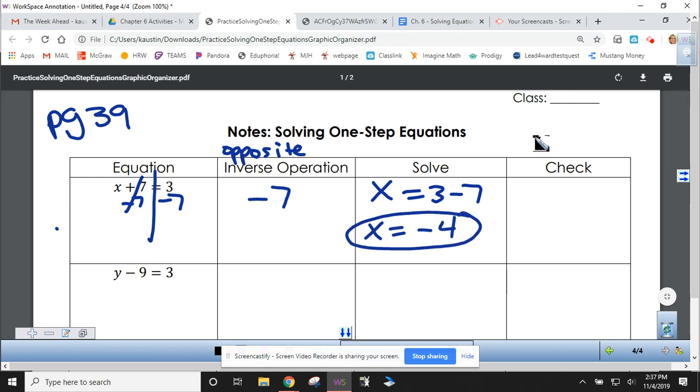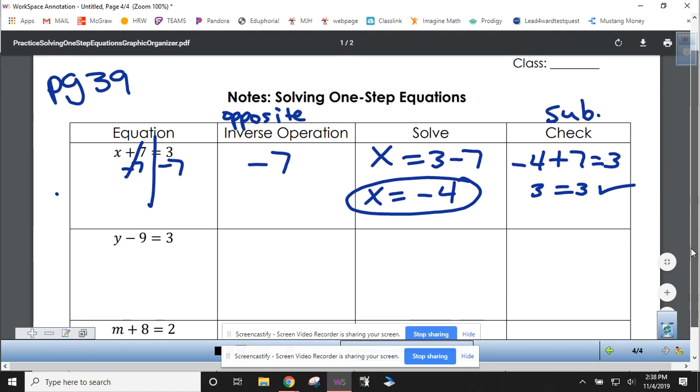And the way we check is we substitute back in for our x. So we put negative 4 plus 7 equals 3. And when we reduce that, we get 3 equals 3. Well, since that is a true statement, that tells us that negative 4 is the solution for our variable.